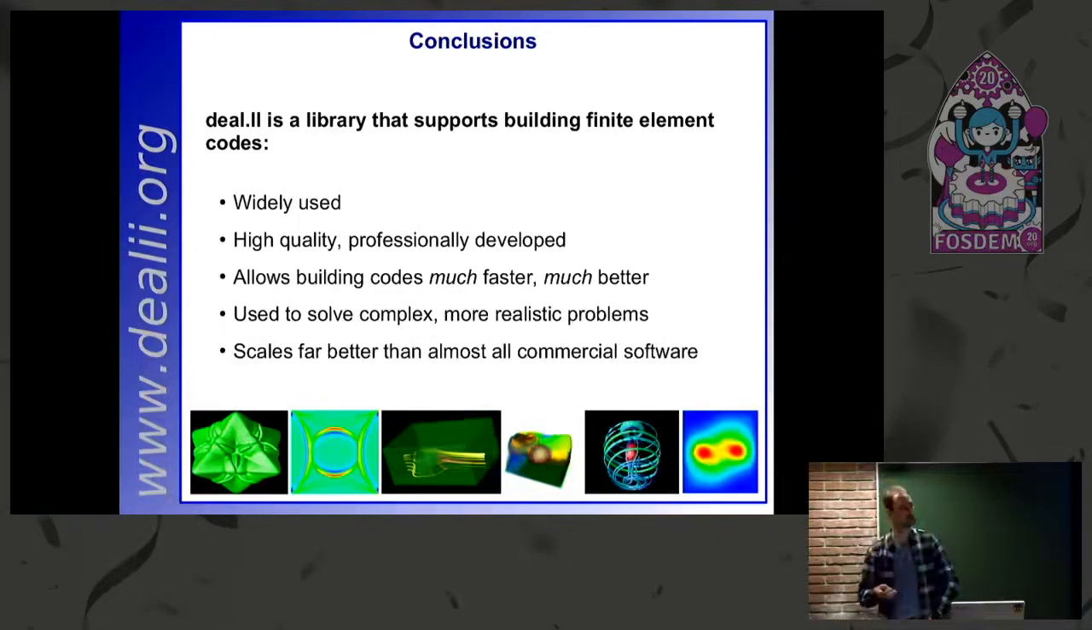So to just sum this up, it's deal.II, one of 3 or 4 widely used libraries that are high quality, developed by professionals who do this for most of their time. It allows building codes that are substantially faster and more accurate than what the commercial tools do, and in particular that are applicable to things for which there are no commercial tools.